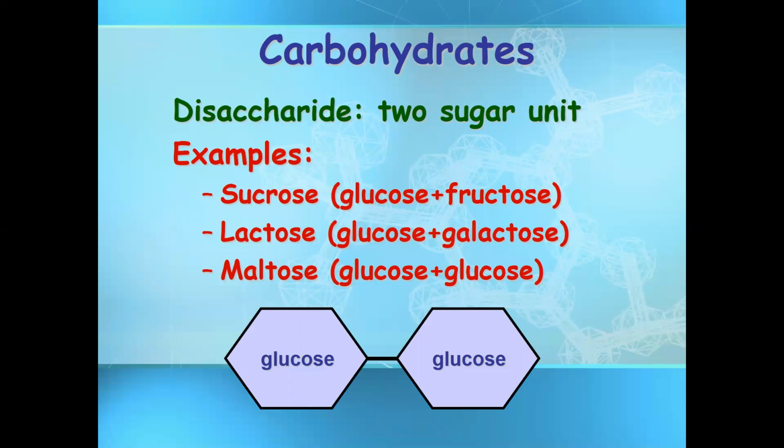Now, when those monosaccharides that we just learned about on the previous slide hook up together, they're going to form more complex carbohydrates or disaccharides. Sucrose is glucose plus fructose. Lactose is glucose plus galactose. Maltose is glucose and glucose.